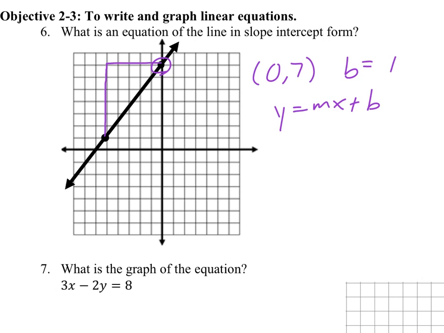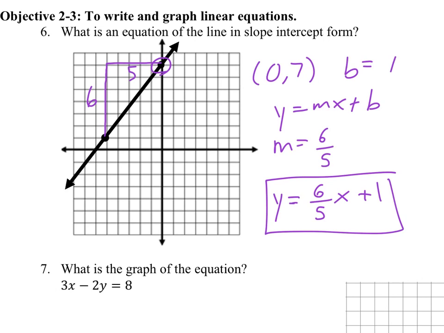so I would look at counting the rise and the run between those 2 points. So you have 6 for a rise and 5 for a run, so that means the slope is 6/5. We already have the y-intercept. So the equation y equals 6/5 x plus 1, and again in the slope-intercept form like they wanted.